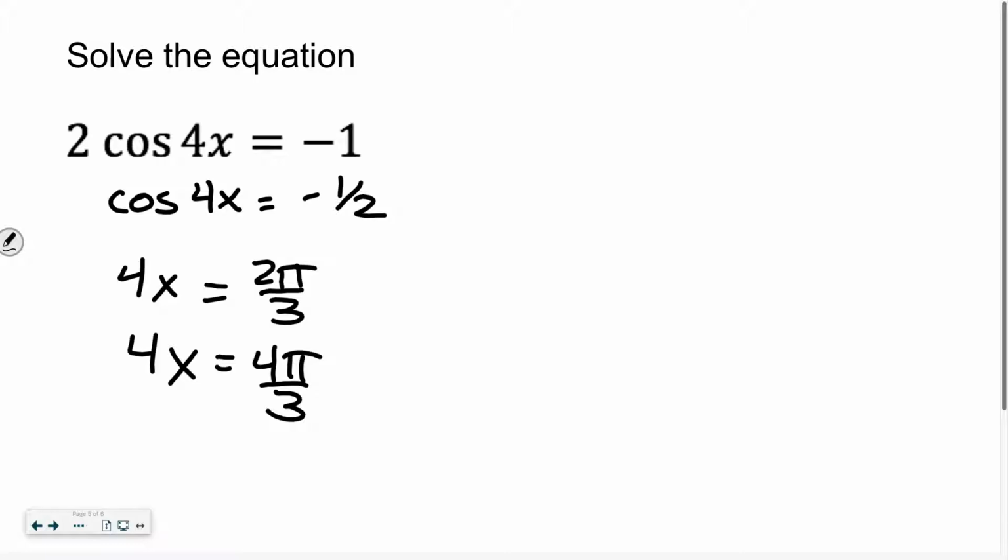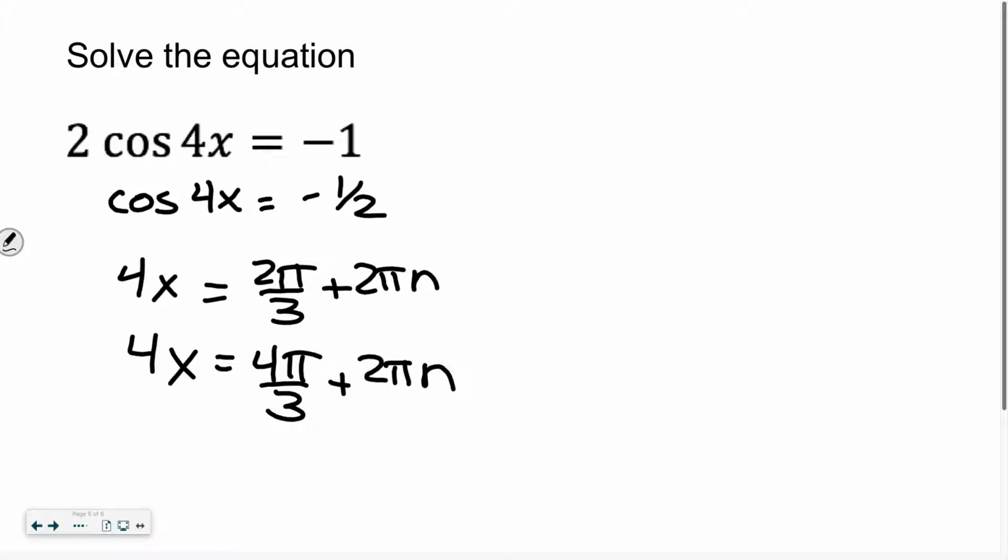So after 2 pi thirds, I would do a plus 2 pi n, because these are cosines. They have original periods of 2 pi. So everything's the same except instead of saying x equals, I'm saying 4x equals because there was something trapped. It could be 2x, 3x, 4x, 5x. You just put that coefficient right there.